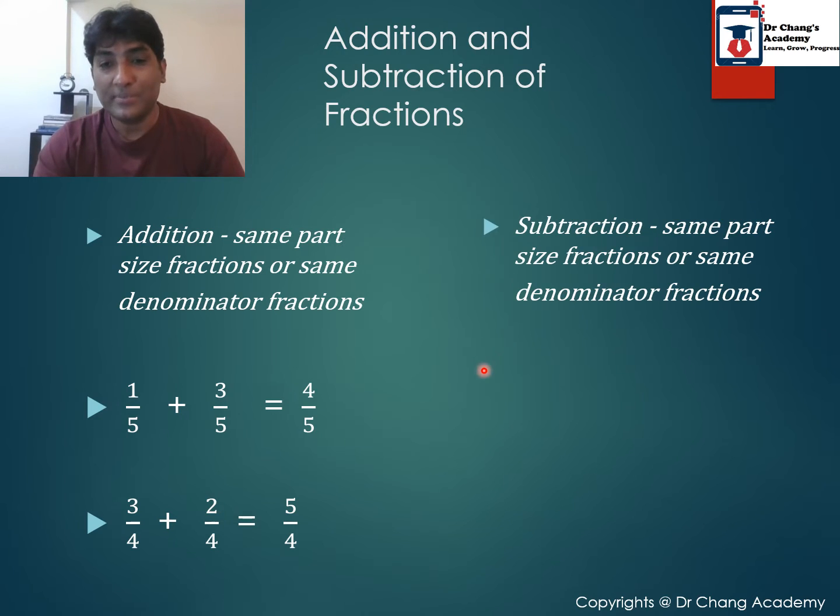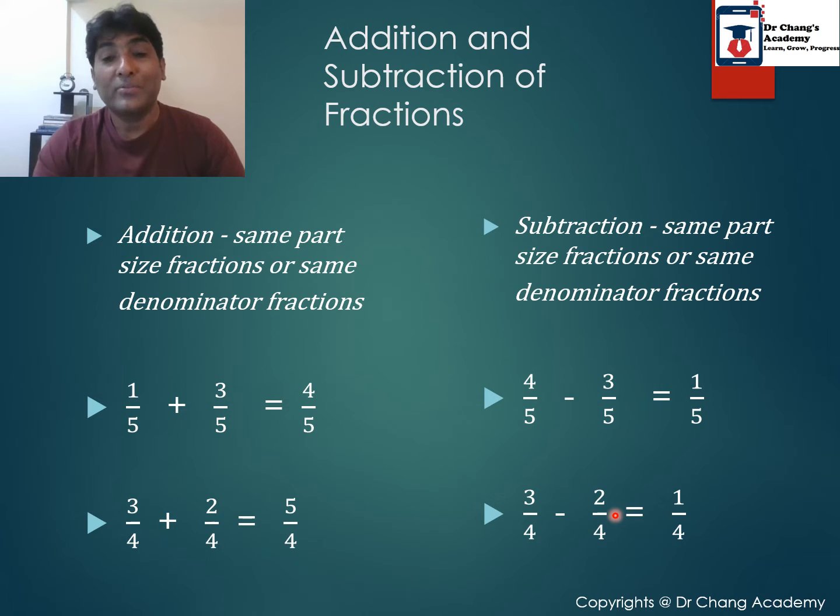What happens in the subtraction? The same process. Same part size fractions or same denominator fractions. 4/5 minus 3/5 is equal to 1/5 because there are 4/5 here. We subtract or take away 3/5, so remaining is 1/5. Our difference is 1/5. Okay, so 3/4 minus 2/4 is equal to 1/4. So this is easy when we have same part size or same denominator fractions.